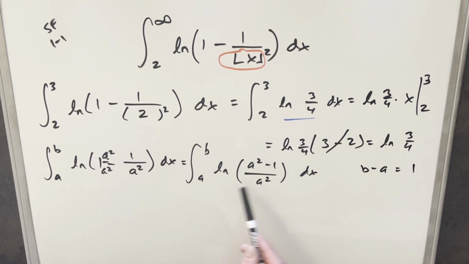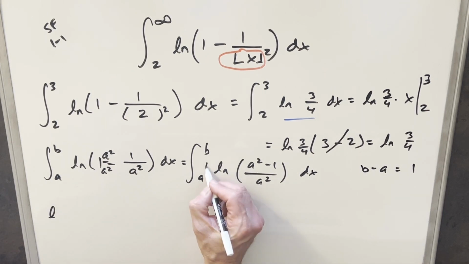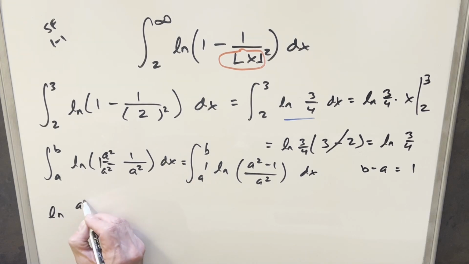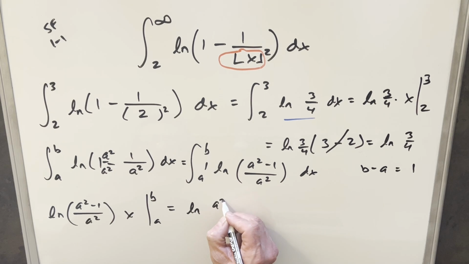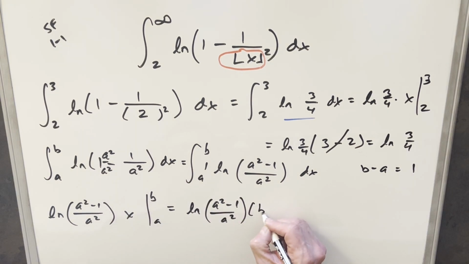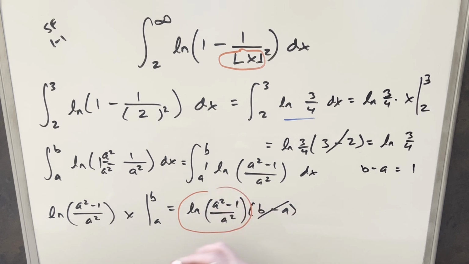dx. But again, just like our integral from 2 to 3, this is just a constant value, so we can bring that out, and we're just integrating 1. So we have ln of a squared minus 1 over a squared. Integrating 1, we get x, evaluated from a to b. Evaluating this, we get b minus a, but we've already said that's just 1, so that part goes away. And so we have this general form for any one of these integrals from a to b. I'm just going to clean up the board to get some more space.